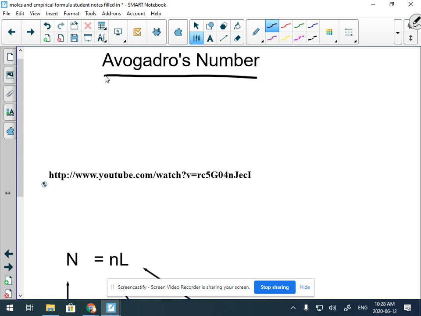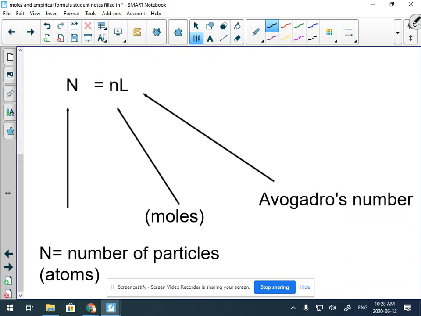But we should talk about Avogadro's formula. You'll need it potentially in the next level of IB. So Avogadro's formula looks like this. It's big N is equal to little n times L.